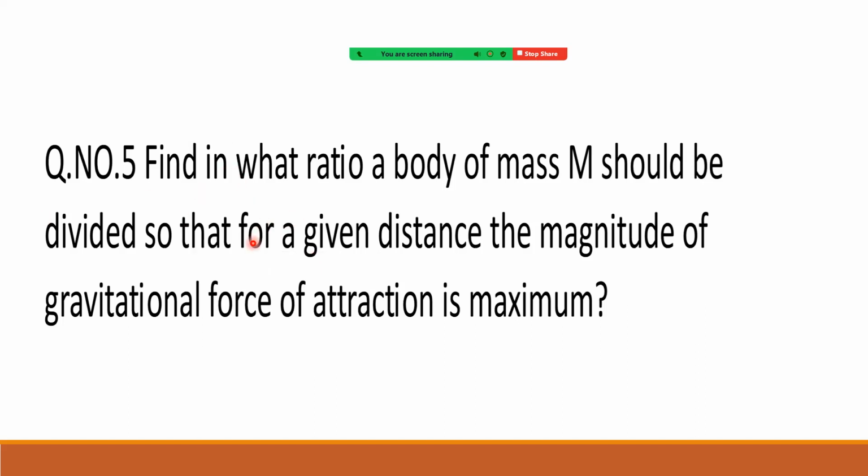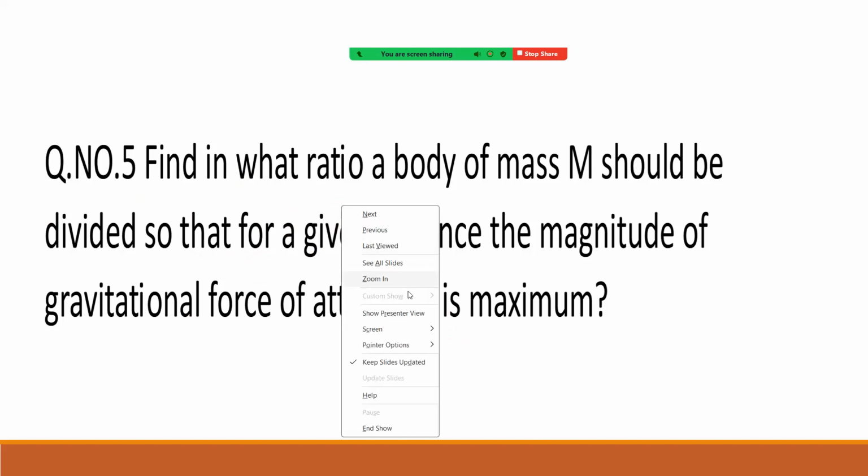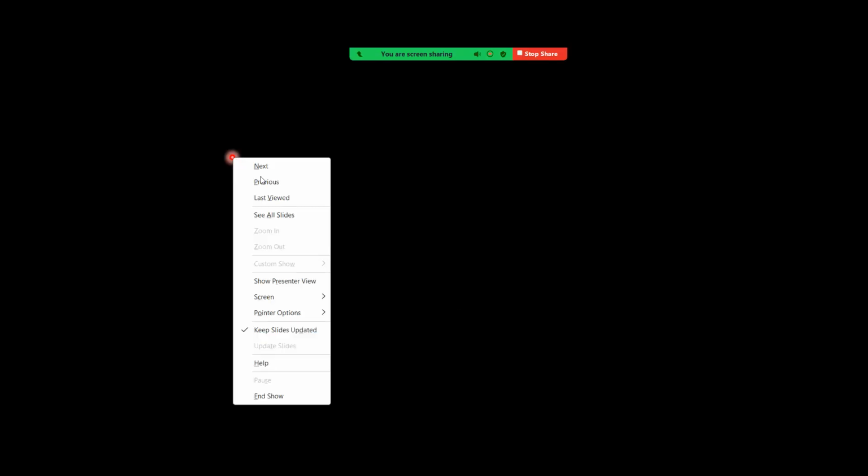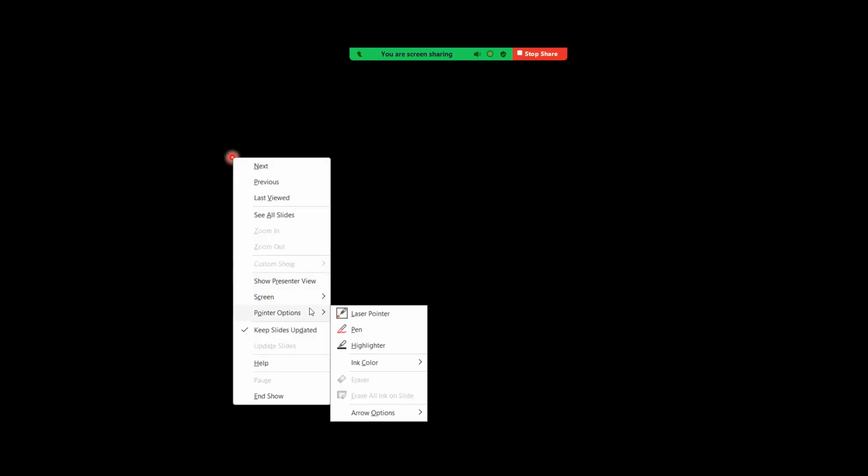Find in what ratio a body of mass m should be divided so that for a given distance the magnitude of gravitational force of attraction is maximum. So we have divided a given body of mass m into two parts so that for a given distance the force of attraction becomes maximum.